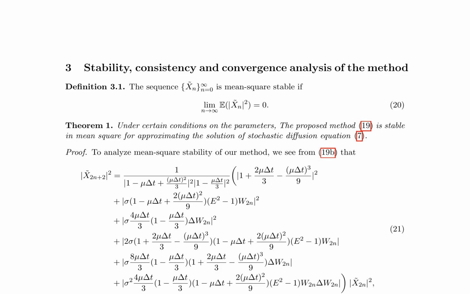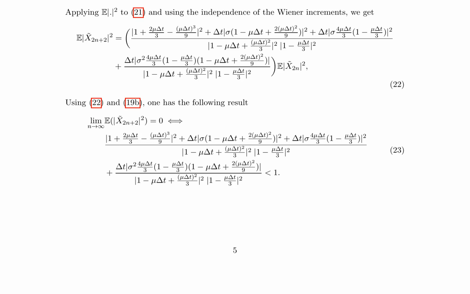They define mean square stability, requiring the sequence of approximations to converge to zero in the mean square sense, and prove Theorem 1, which states that the proposed method is stable in mean square under certain conditions on the parameters. The authors derive an inequality, 23, that must be satisfied for stability to hold and obtain a general condition for mean square stability, 25. The authors also define local error and mean square consistency, proving Theorem 2, which states that the proposed method is consistent in mean square for approximating the solution of stochastic diffusion equations. The proof involves expanding the exact solution using the Ito formula and comparing it with the locally approximate value obtained from the method.